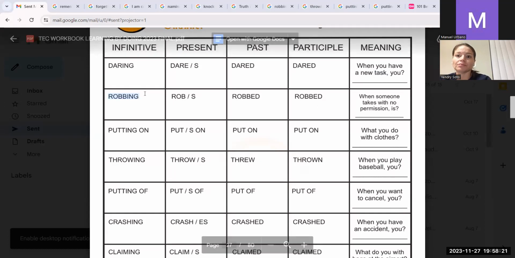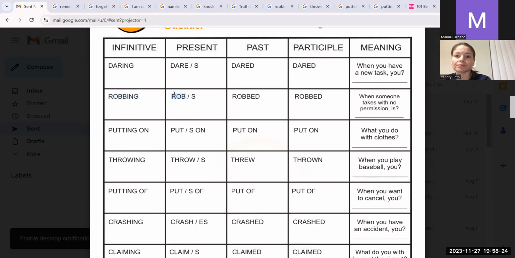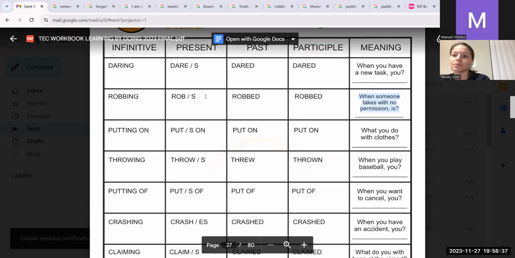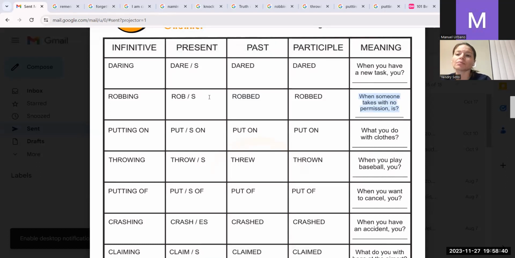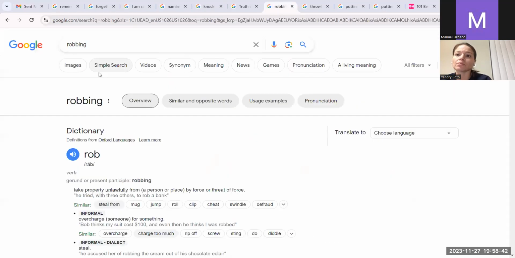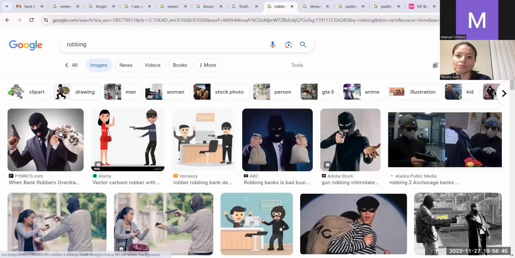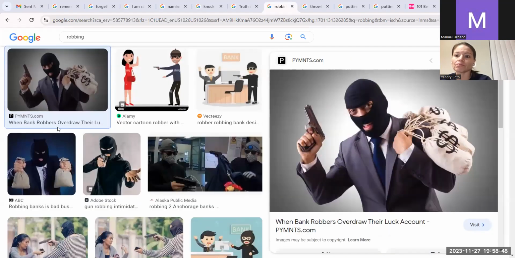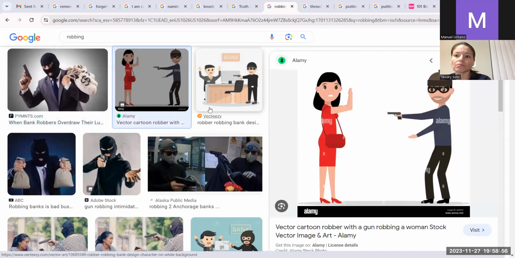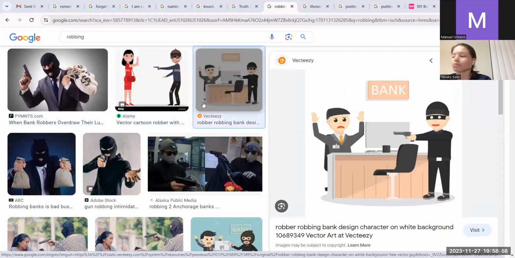We repeat the next one. Robbing, rob, robs, robbed. And when someone takes with no permission, it's a robbery. You're being robbed. So it's kind of the same in Spanish. There's not too many things to say. A robbery for us is un atraco, un robo, right? That's another robbery. So that's what it is.